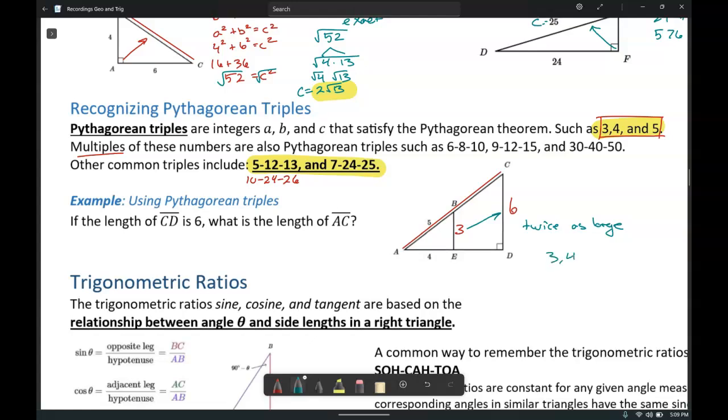That means our 3, 4, 5 triangle, everything is scaled up by a factor of 2, which means our larger triangle is a 6, 8, 10 triangle. And since it's a 6, 8, 10 triangle, and we know this side is a side 6, our other leg has to be side length of 8, and our hypotenuse is a side length of 10, giving us the solution that AC equals 10. So recognizing these triples allows us to quickly and efficiently compare similar triangles that follow the same pattern.